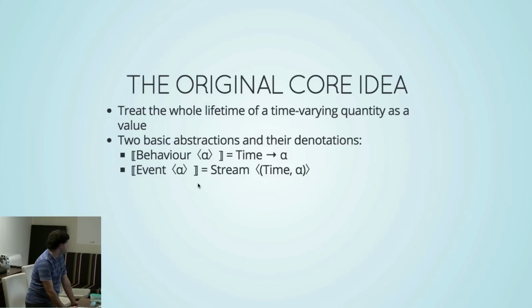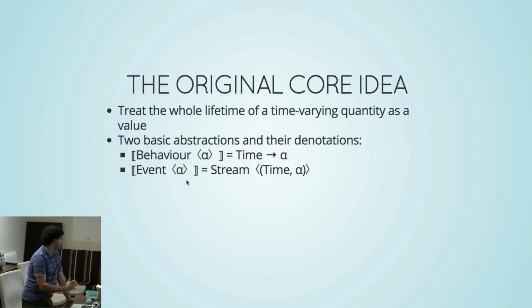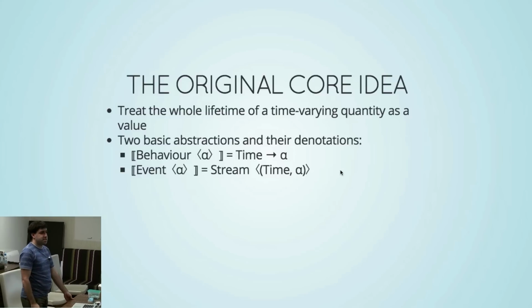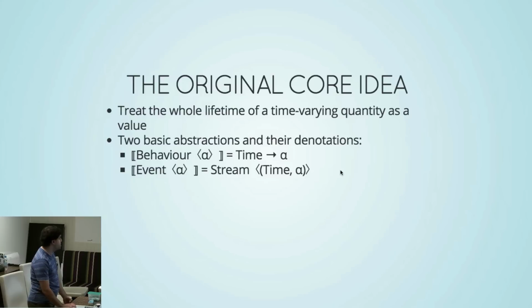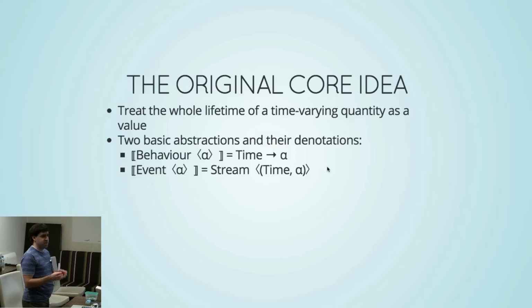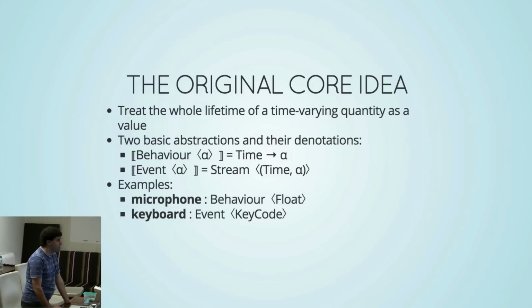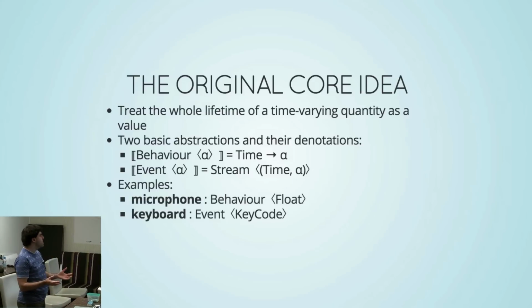And then a kind of dual of behavior is event, also a generic type. An event is essentially a kind of time-varying quantity that is not present at any time, only at certain discrete points of time. So, for instance, one mental model that you can assign to it is a stream of time-stamped values.